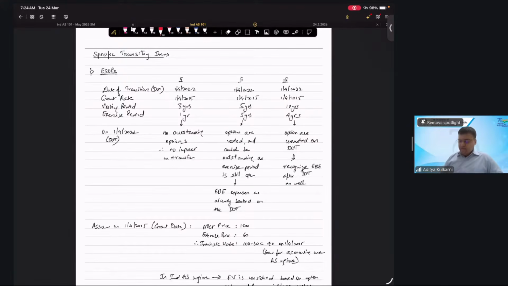Now, ESOP, we divide into 3 categories. The first category is: date of transition 1st April 22, grant date 1st April 15, vesting period 3 years, exercise period 1 year. That means in 4 years, the entire life cycle of the options is over, and after that you are going to transition to Ind AS. Will this have any impact on adoption?